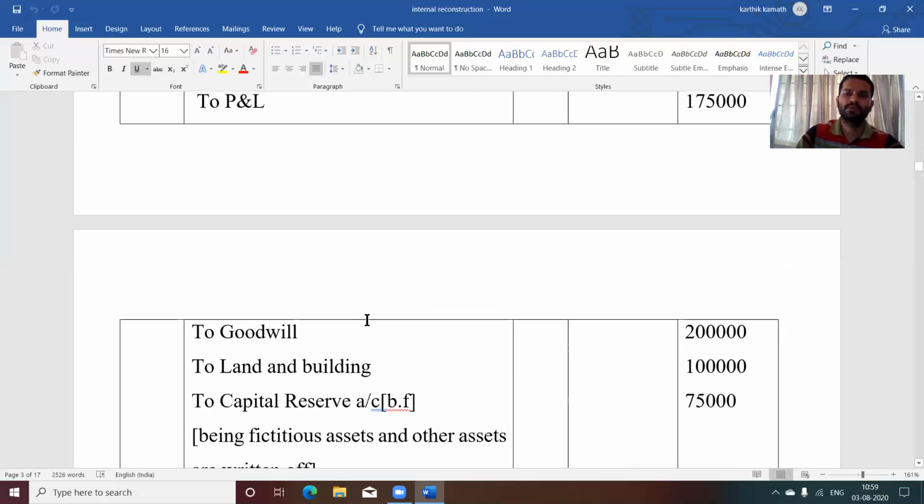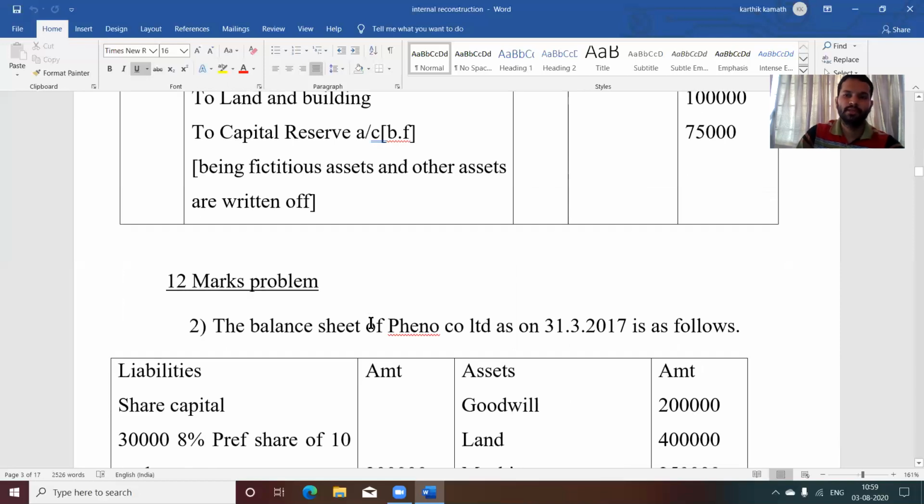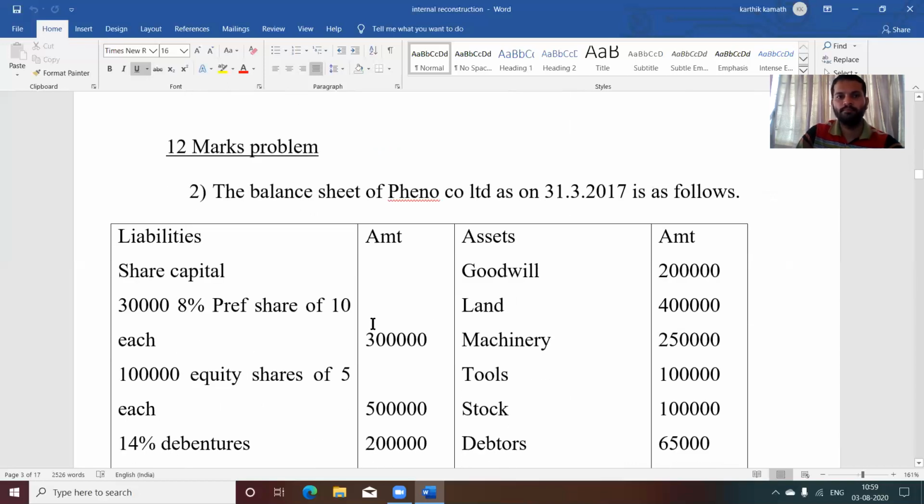So this is the basic problem that comes under internal reconstruction, and you can expect this type of problem for 6 marks. Then now we are going to discuss a 12 marks problem. So we'll see this problem.